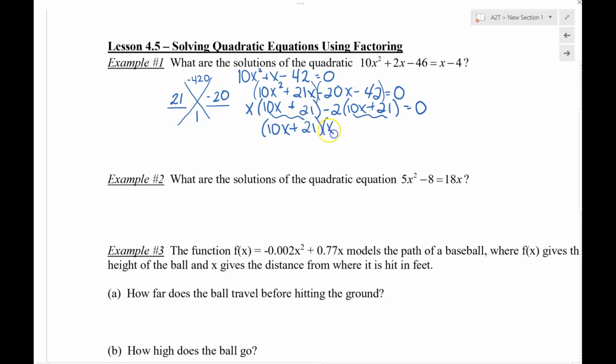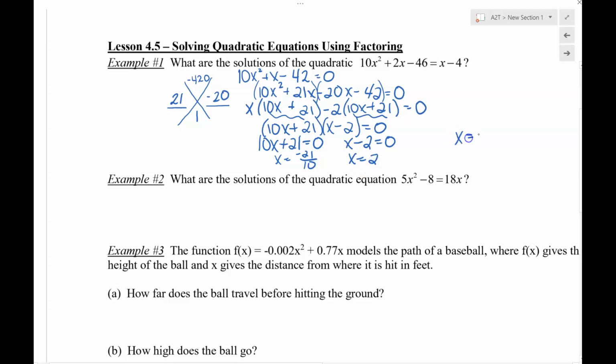so we can factor out the similar binomial, group what's left together. And then there's this zero product property that states if you have two items, terms, binomials being multiplied together, and they equal 0, then one of them must be 0. So we can, at this point, separate them and set them equal to 0. So x is equal to negative 21 over 10. x is equal to 2.